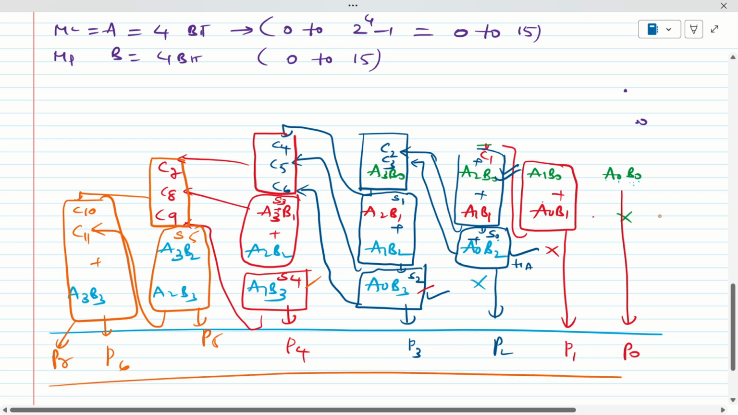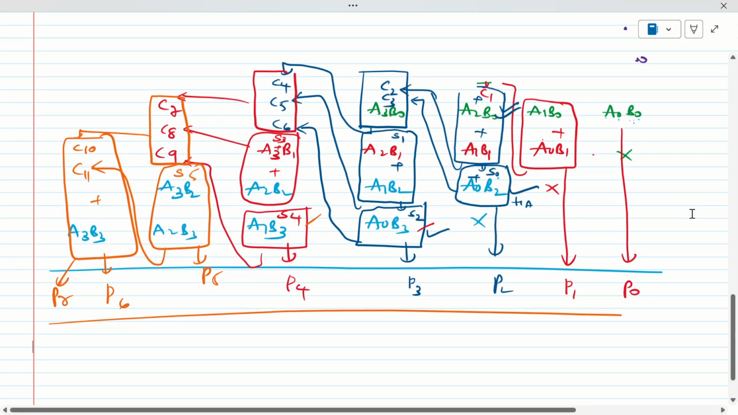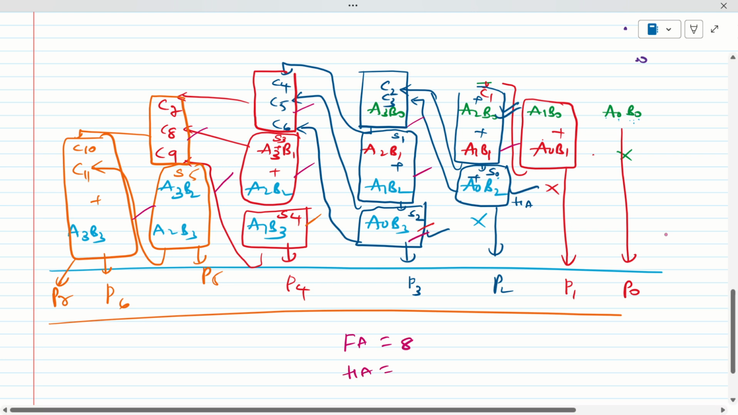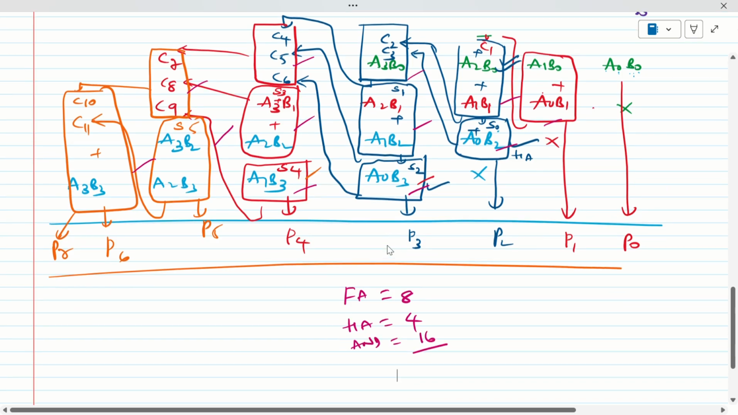This is how the complete multiplication happens. Here, in total, how many full adders are required? So here we require total full adders: 1, 2, 3, 4, 5, 6, 7, 8 full adders, right? 8 full adders. How many half adders are required? 1, 2, 3, and the next one is 4. So 4 half adders are required. And how many AND gates are required? To get all the partial products, 16 are required. So that many gates are needed in total.